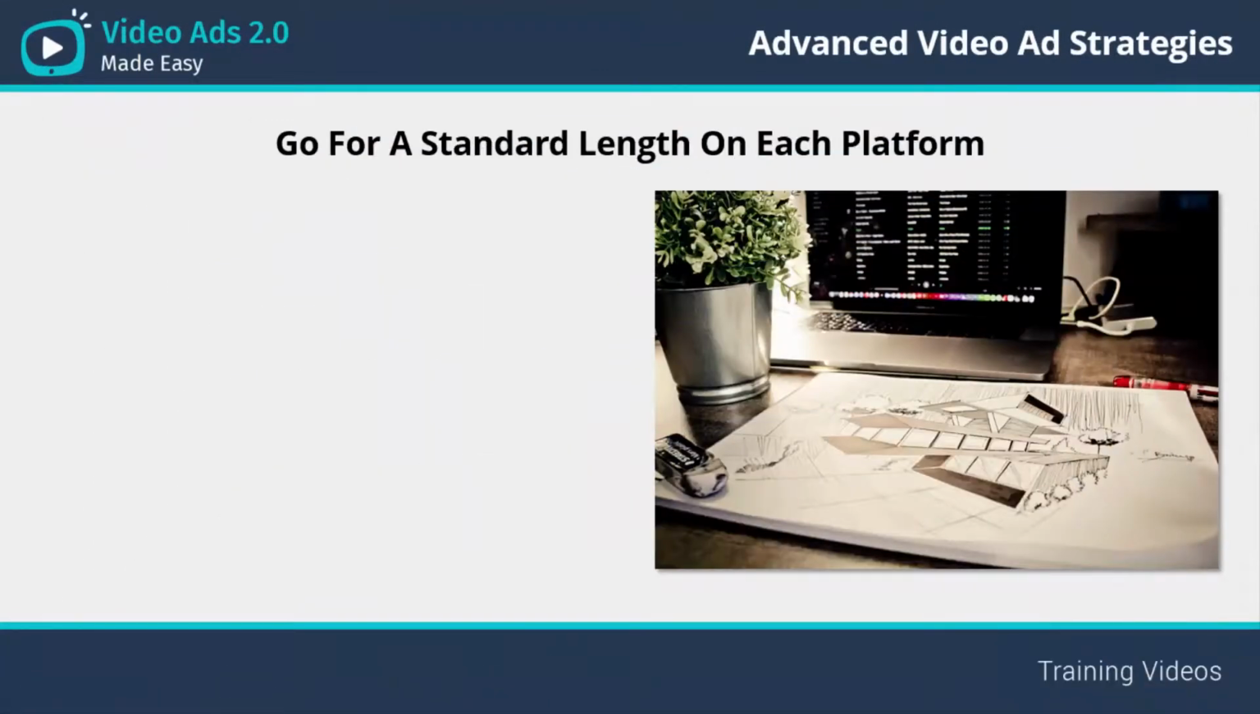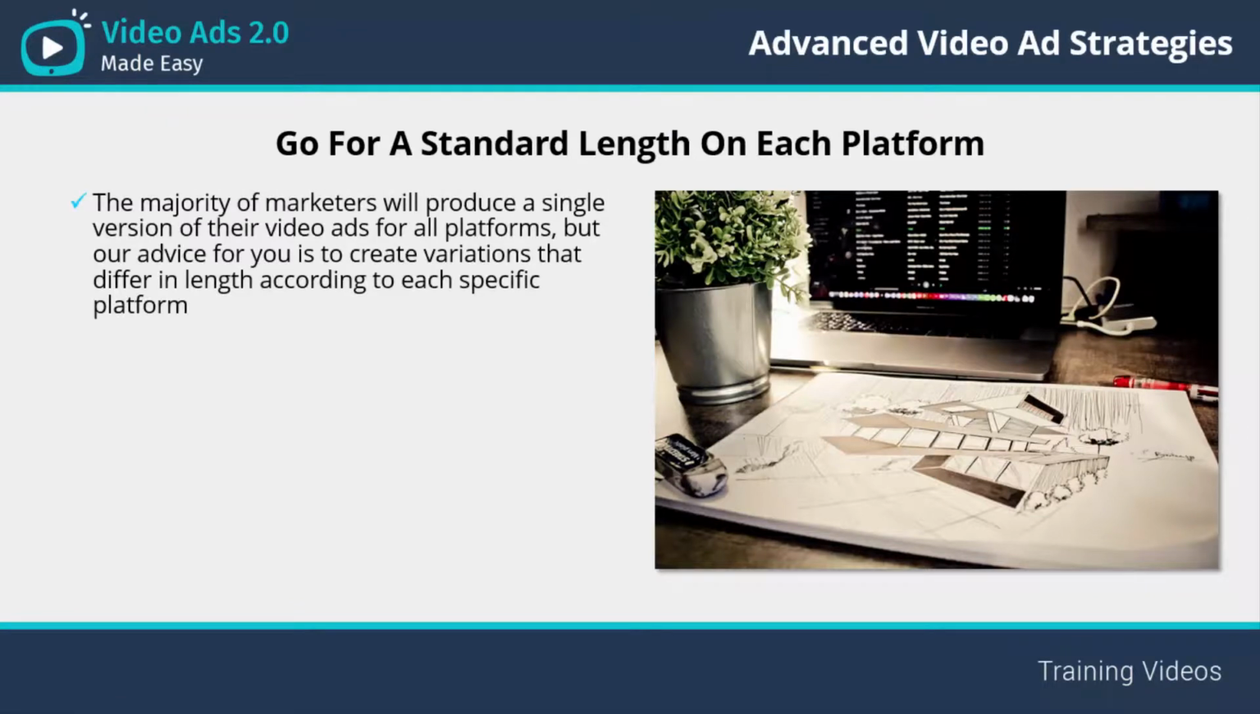Go for standard length on each platform. The majority of marketers will produce a single version of their video ads for all platforms, but our advice for you is to create variations at different length according to each specific platform. You see, people assume that video ads should last between 20 seconds to 90 seconds, but people react differently to video ads on different platforms.